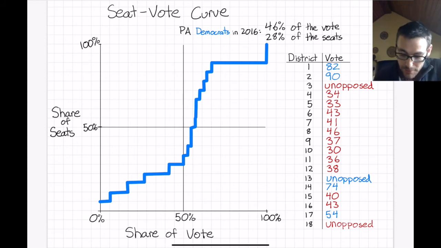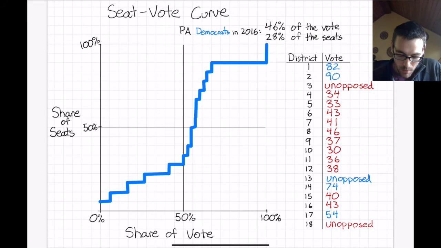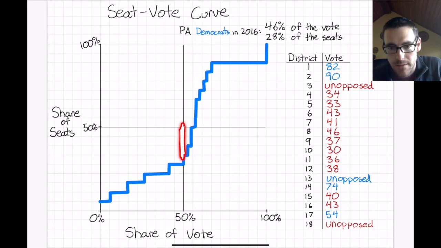Notice that even if the Democrats did a little bit better, rather than getting 46% of the votes, they got 50%, they still would not have gotten 50% of the seats. In this hypothetical case, if they won 50% of the vote by shifting everything up a little bit, then they still would only win 6 out of the 18 seats. This distance is known as the partisan bias.